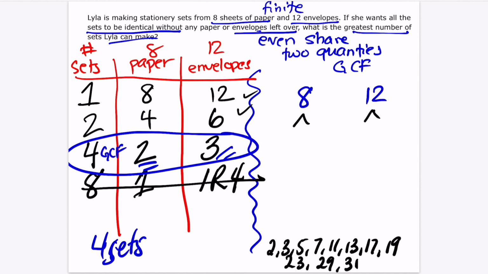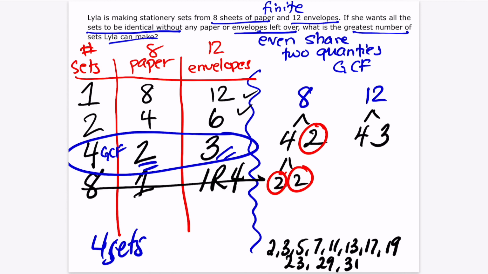So I'm going to start with 8 first. And I know 4 times 2 makes 8. 2 is prime. And I know that 2 times 2 makes 4. So those are my primes. And with 12, I'll do 4 times 3. And I do see that 3 is a prime number on my list. So I'm going to circle that one. And 2 times 2 makes 4. And those are prime. Okay, so let's list those numbers again.